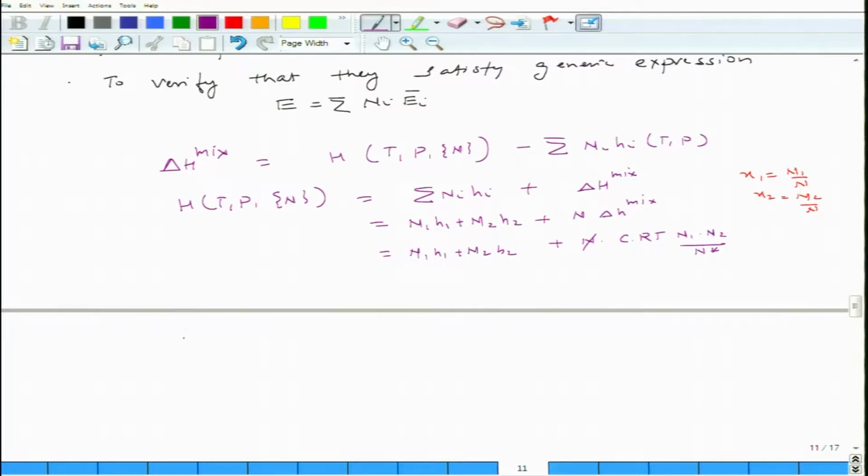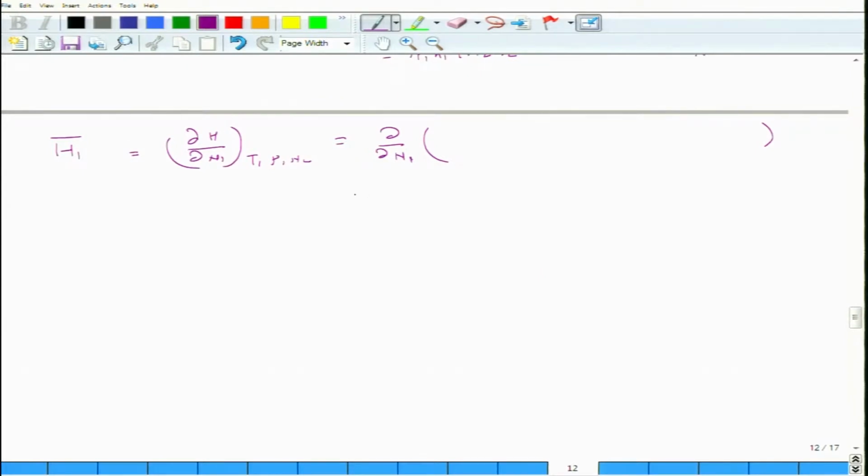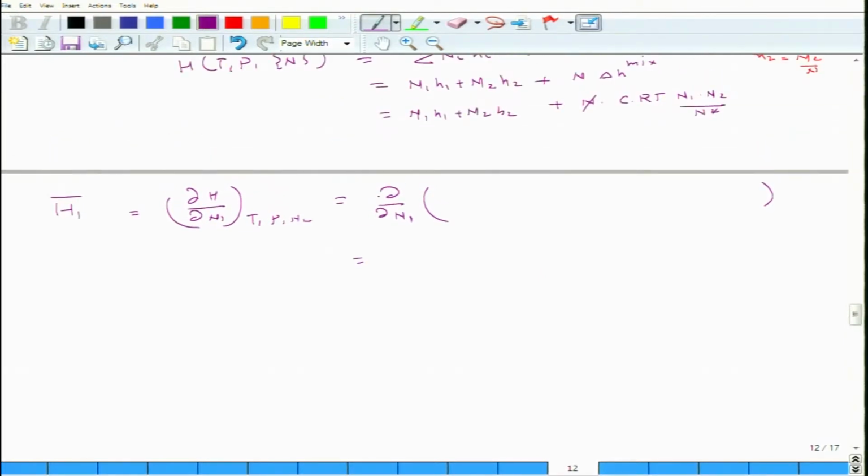From here we can now get del H by del N1, keeping T, P, N2 constant, and this will be your H1 bar. I take a partial derivative of this expression with respect to N1, and this is going to be H1, this part, plus, since N2 is constant, this is going to be 0, plus you have CRT.